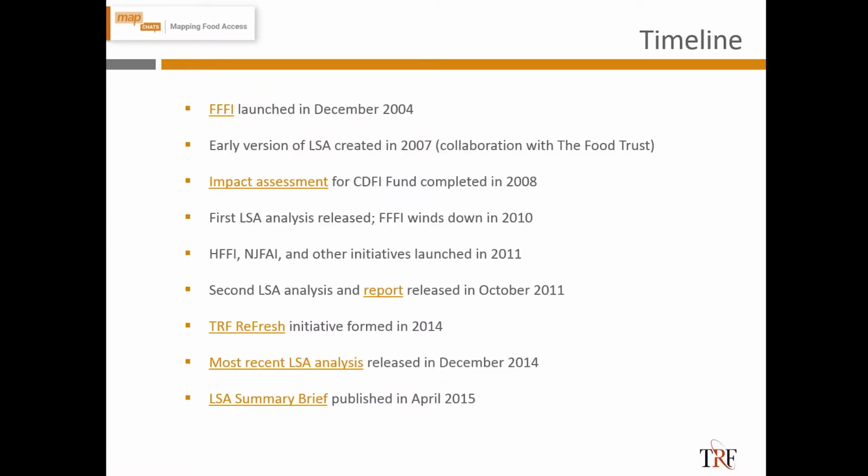In terms of the timeline and how TRF really got into healthy food financing, it started with the Pennsylvania Fresh Food Financing Initiative, the FFI, and that launched in December 2004. We initially looked at food access in terms of the research question around 2007 as we were collaborating with the Food Trust and looking at ways to identify eligible areas for the Fresh Food Financing Initiative.